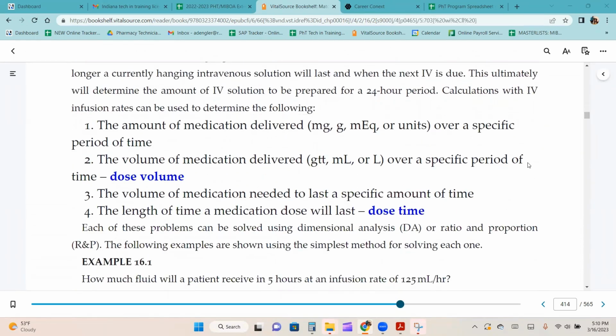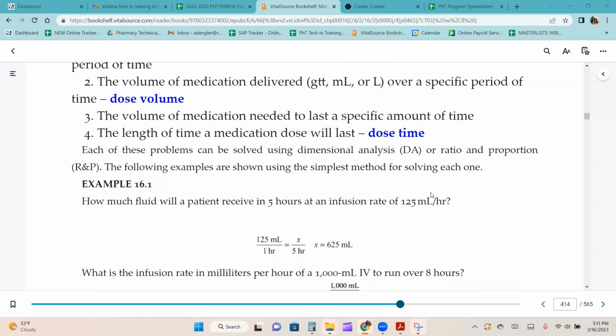So calculations with IV infusion rates can be used to determine the following: the amount of medication delivered over a specific period of time, the volume of medication over a specific period of time, the volume of medication needed to last a specific amount of time, and the length of time a medication dose will last. So let's go ahead and do example 16.1.